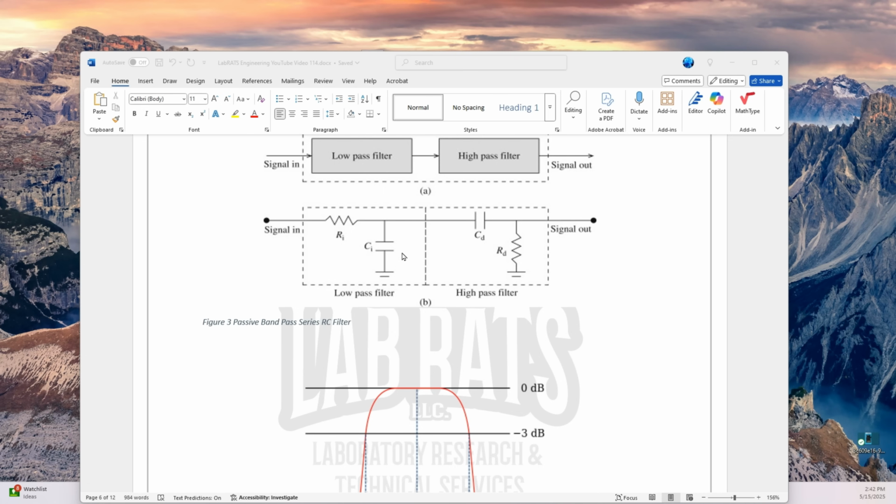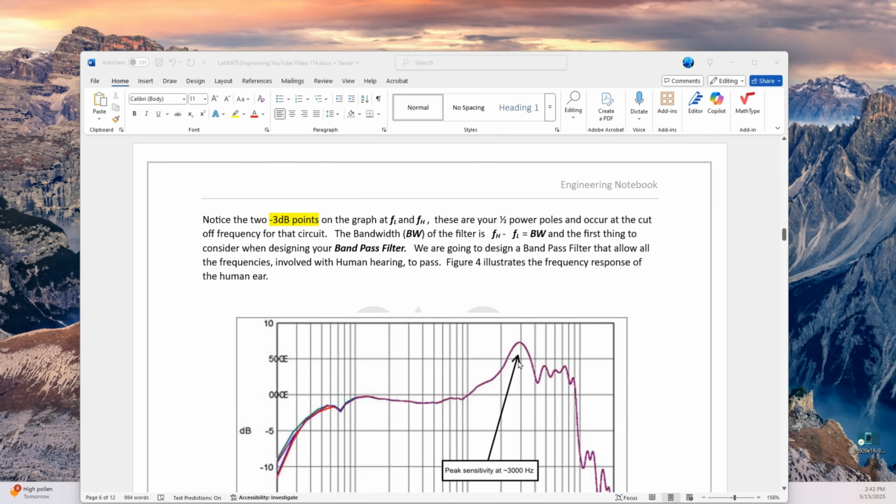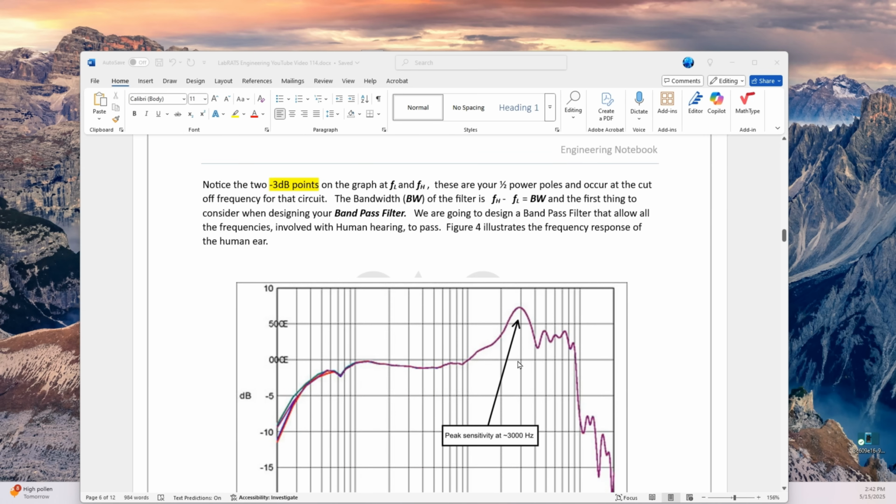So our first one, we'll have this cutting off. The FC of this circuit will be at 20 kHz, and the FC of this one will be at 20 hertz and above, producing this plot right here. That's our bandwidth plot. Just for a review, notice that the 3 dB points on the graph at FL and FH are called your half-power points and occur at the cutoff frequency for that circuit. The bandwidth of this filter is the high frequency minus the low frequency equals the bandwidth.